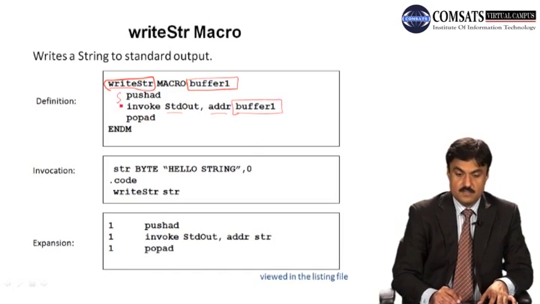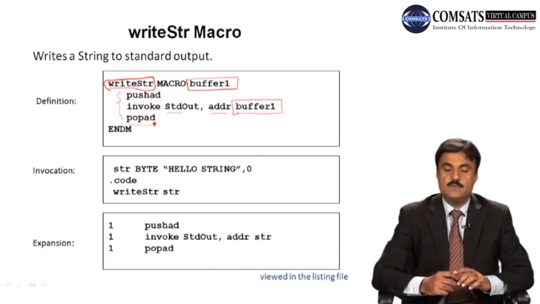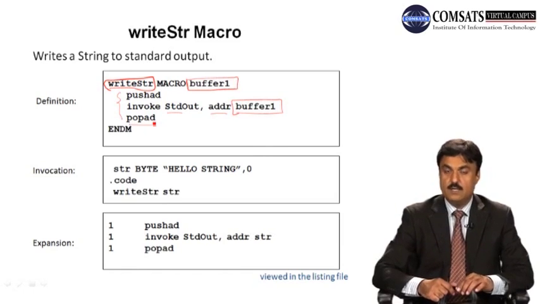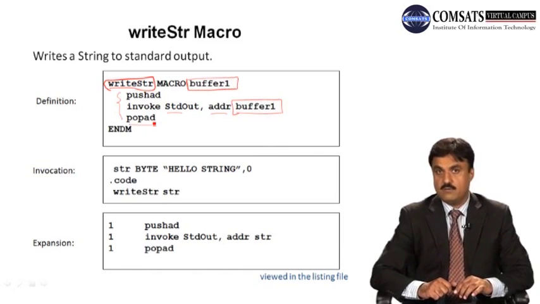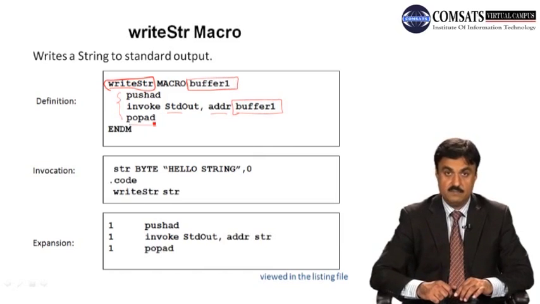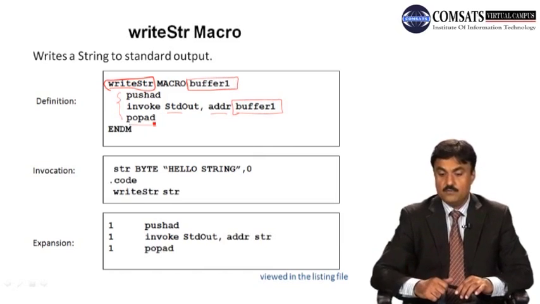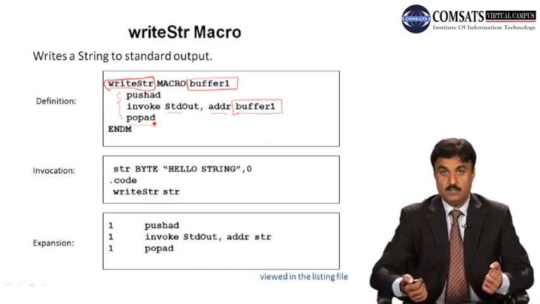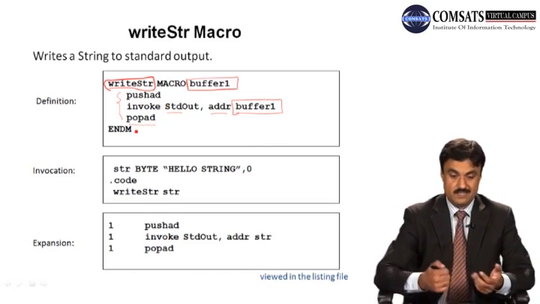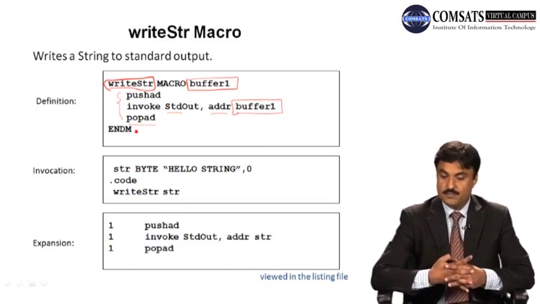And there are 3 statements. What we do is push AD, saving all the registers, and pop AD, restoring all the registers. As we know, when we write to or read from the standard input or output, our registers' values are definitely changed. For example, EAX, EBX and a few of these registers are not saved by invoke stdout or stdin and so on. So if we want to save them, we can add these 2 instructions, push AD and pop AD, inside the macro. So this is very simple.